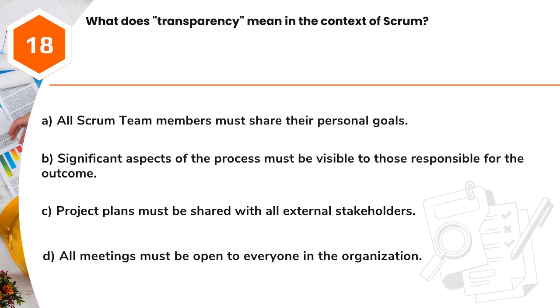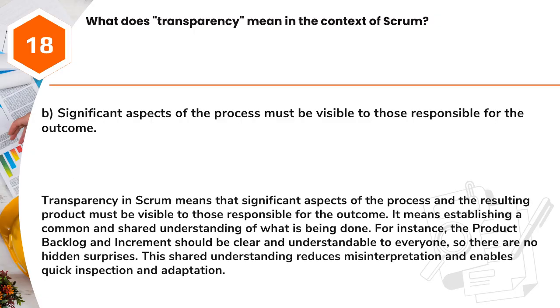Question 18. What does transparency mean in the context of Scrum? A. All Scrum team members must share their personal goals. B. Significant aspects of the process must be visible to those responsible for the outcome. C. Project plans must be shared with all external stakeholders. D. All meetings must be open to everyone in the organization. Answer: B. Significant aspects of the process must be visible to those responsible for the outcome.